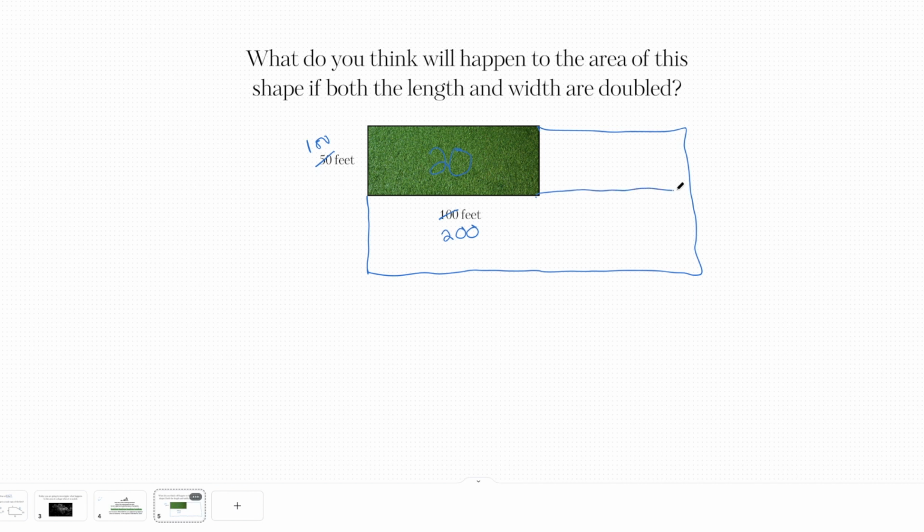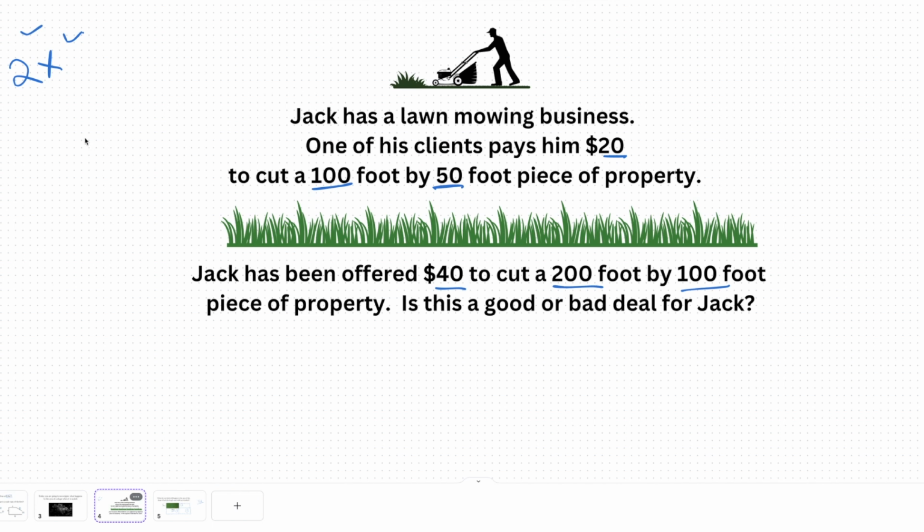When we doubled the dimensions, the area actually quadrupled. Now we have 1, 2, 3, and 4 times the area. So in order for Jack to be paid right, he would have to get 4 times the amount of money. If we go back to the problem, he was only being offered twice the amount of money. So is this a good or bad deal for Jack? It is a really bad deal for Jack, because when the dimensions double, the amount of area increases 4 times.